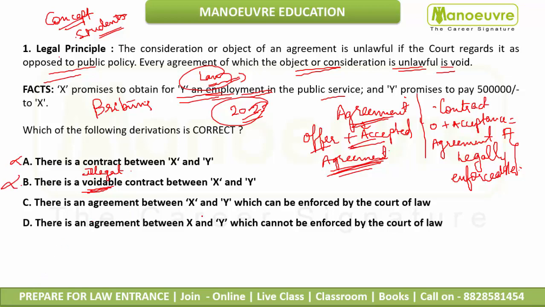There is an agreement between X and Y which can be enforced by the court of law. How can an illegal agreement, whose consideration is illegal, whose object is unlawful, go to the court of law, correct? There is an agreement between X and Y. Yes, we can agree to it. There is an agreement between X and Y which cannot be enforced into the court of law. So this is my correct answer choice.